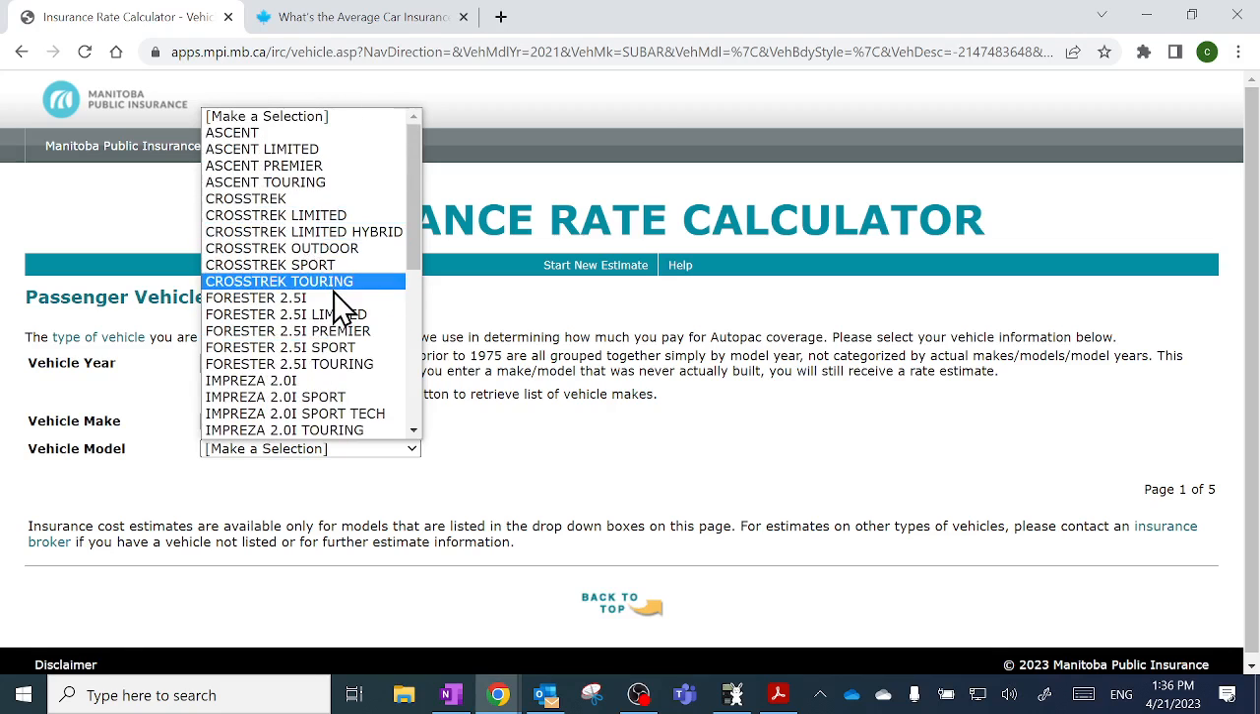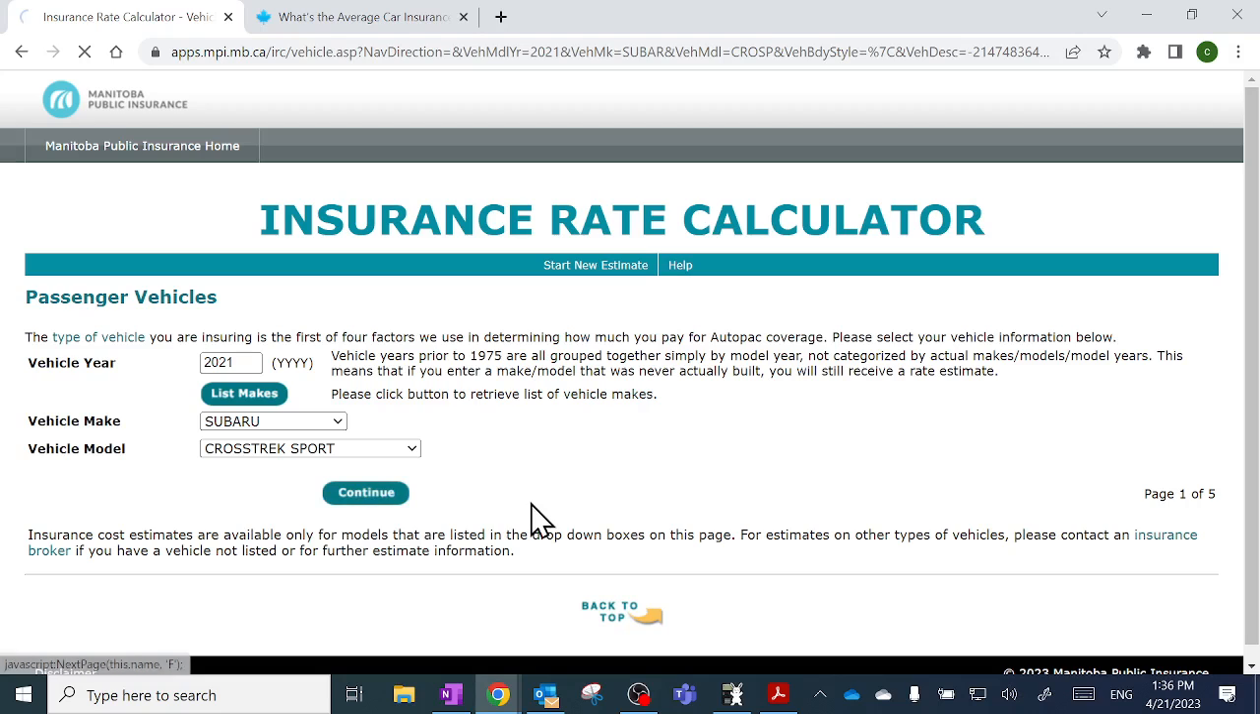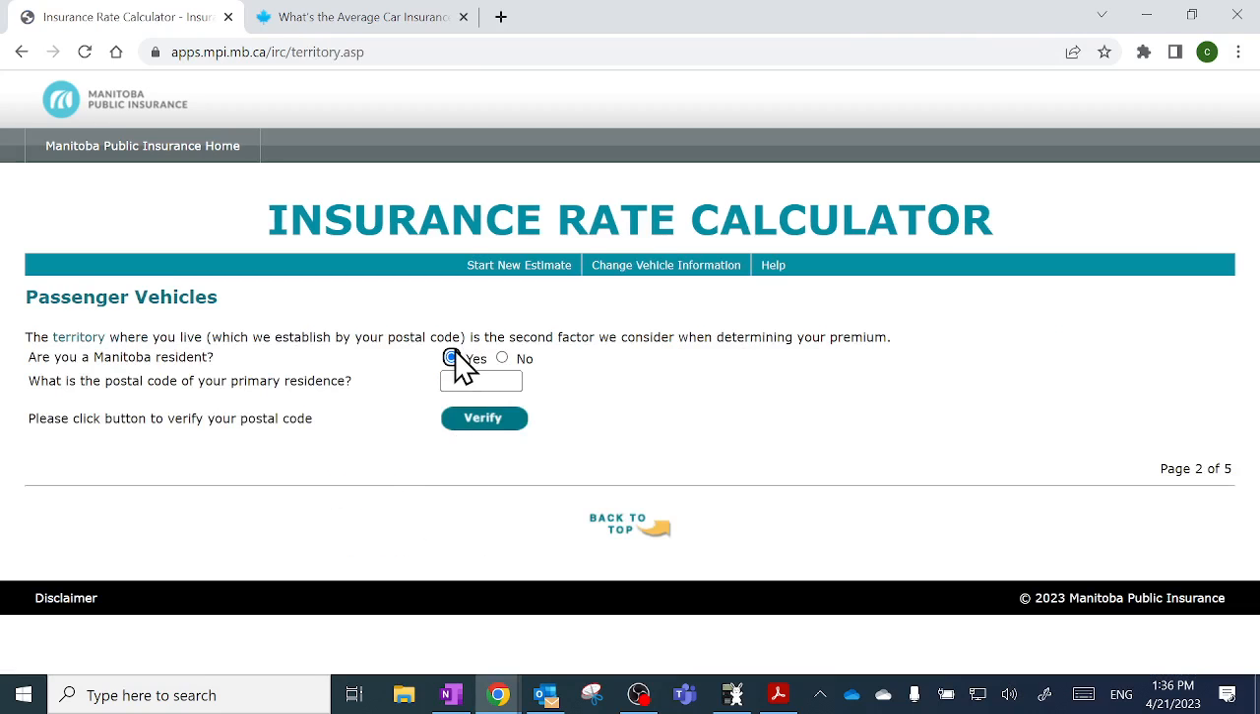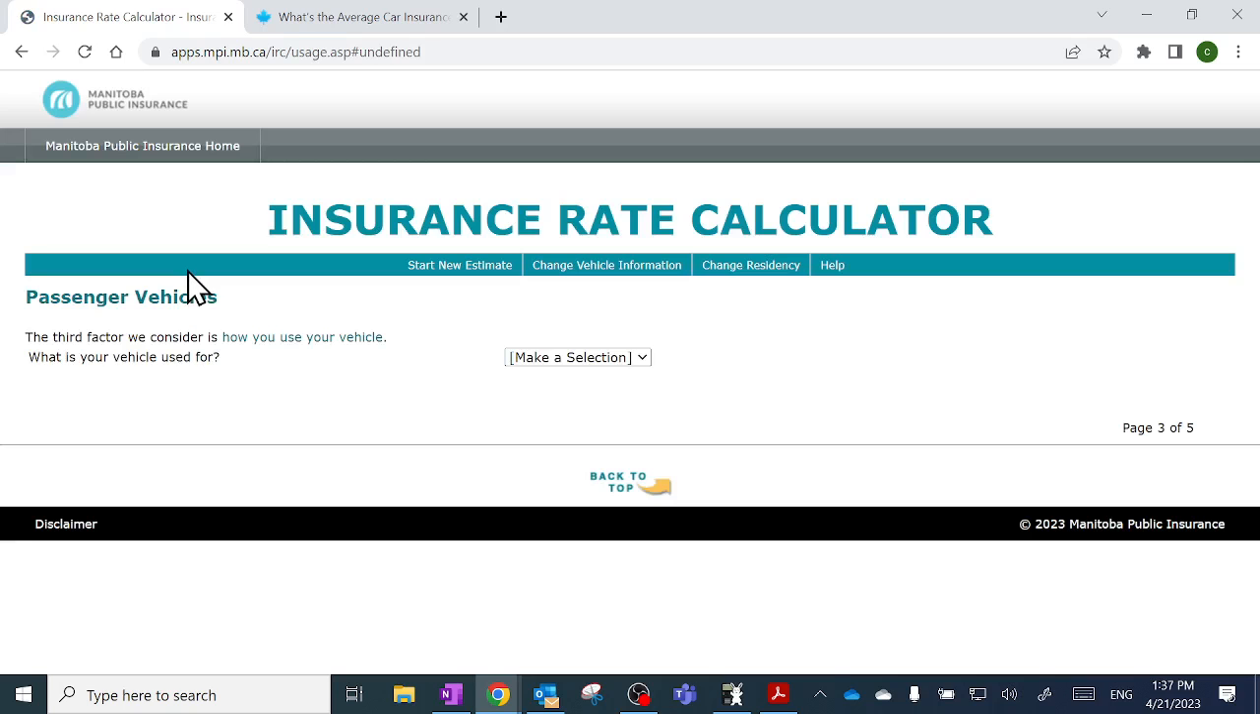All right, I'm gonna take a Crosstrek, and we'll go with the sport model. You know, the smaller one. So we'll go with the Crosstrek Sport, and it might ask me some more specific questions. First of all, it's going to ask, do you live in Manitoba? We're going to say yes. Postal code, we'll use the school, R3T3B3. Verify that's true. Continue. And we're stuck. Apparently. Oh, there we go.